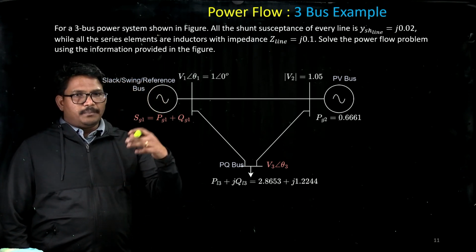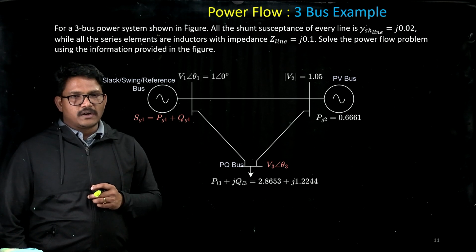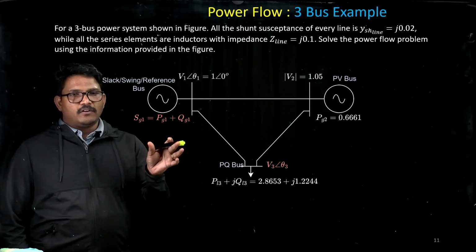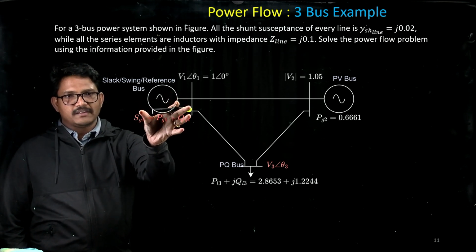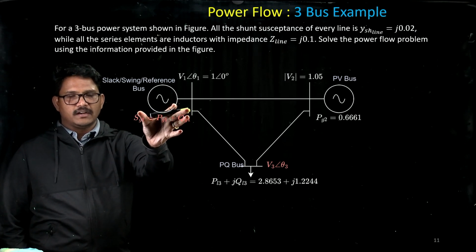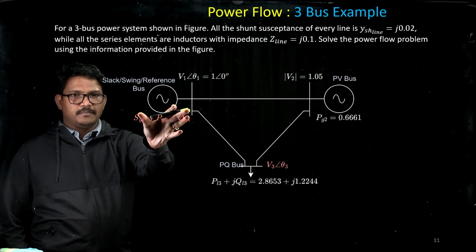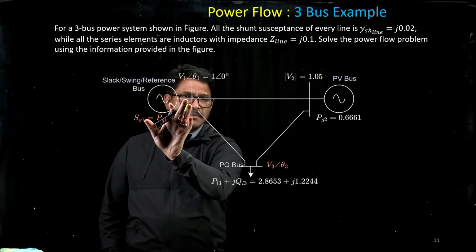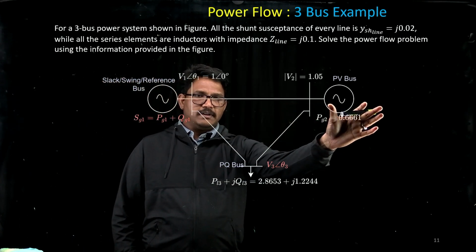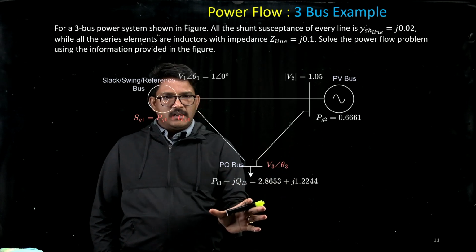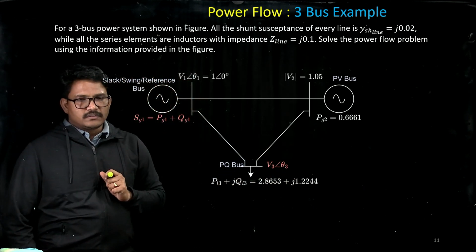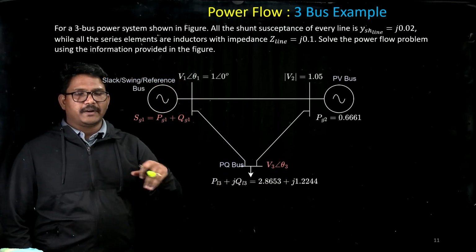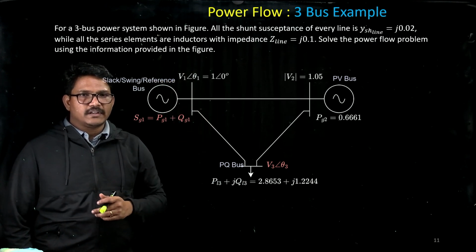And now we need to solve the power flow problem, and we need to understand that in this power flow problem, the first bus is connected to a generator and it is given as a slack bus or a reference bus, the second is also a generator bus but it's considered as a PV bus, and the third is a load bus, which we take as a PQ bus, and the respective values are also given in the problem itself.